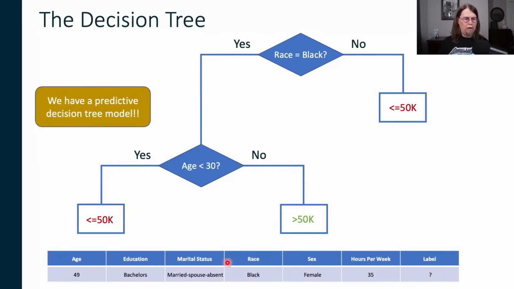And we can see here a new row of data. So the first thing we do is we run it through the tree, and the tree says, hey, what's the racial designation? Is it black? Yes, it is. So we go down this side of the tree. We then ask, hey, how old is this person? Are they less than 30? And they are actually 49. So that's no. So we go over here and we say, yep, based on our data, we're going to predict that they make more than $50,000 a year.